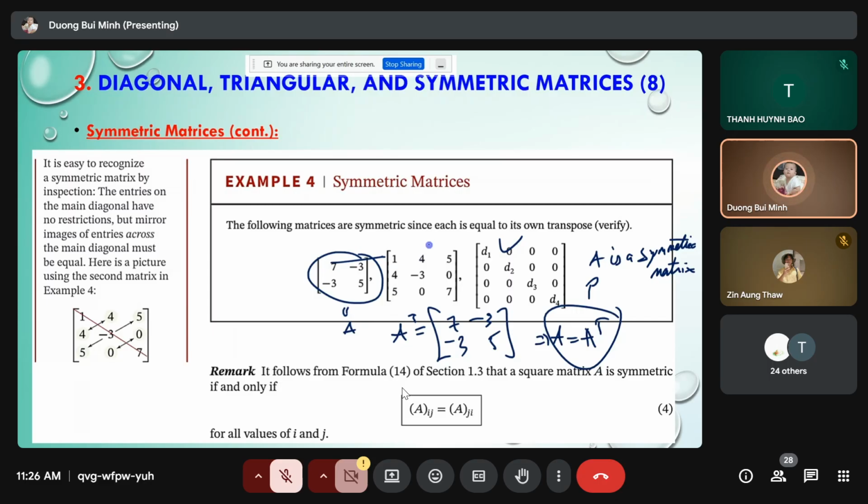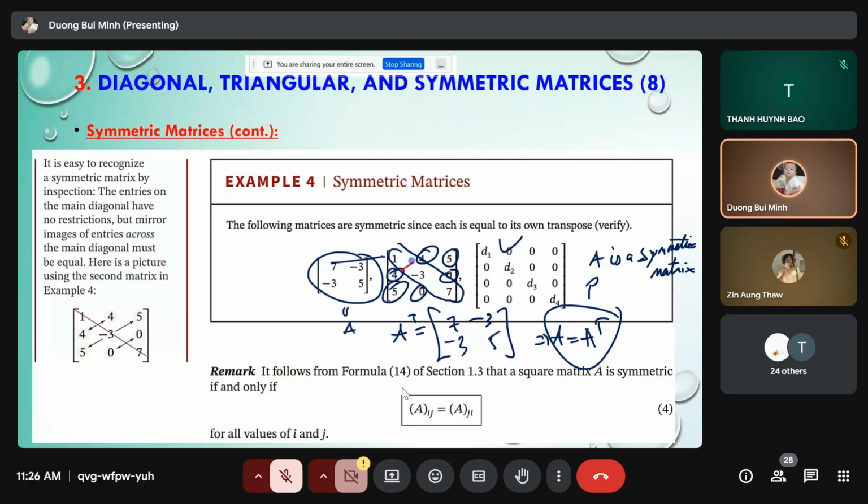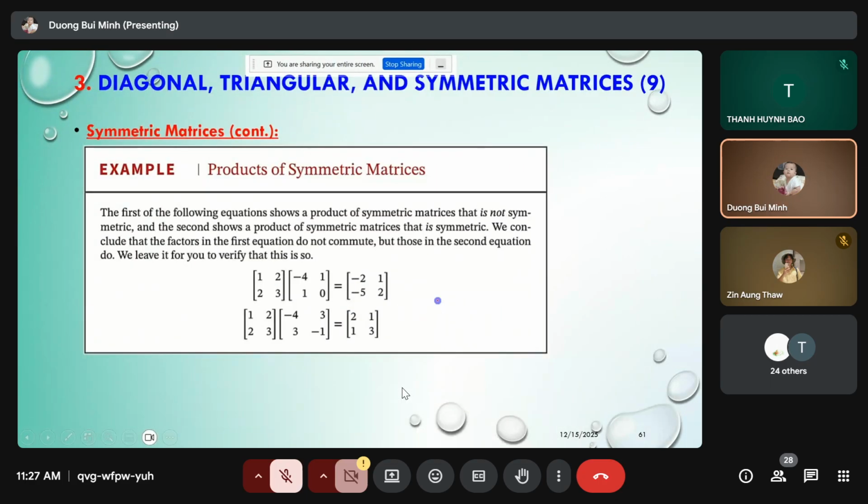Or we can say the symmetric matrix means the diagonal elements are the same: 4 equals 4, 5 equals 5, 0 equals 0. If we consider the diagonal line, it is a line of symmetry. The elements on either side of the diagonal are symmetric to each other. So this one we say is a symmetric matrix.